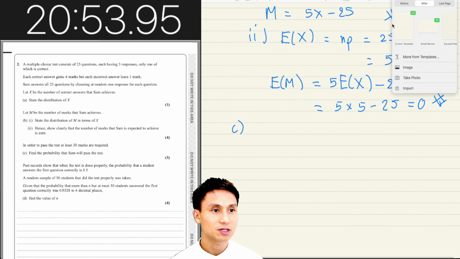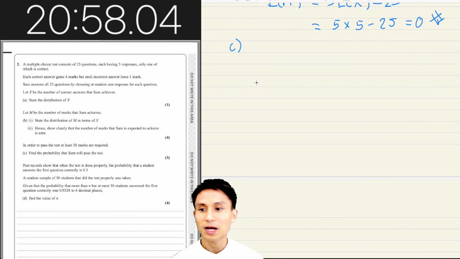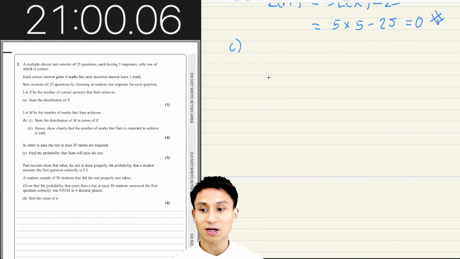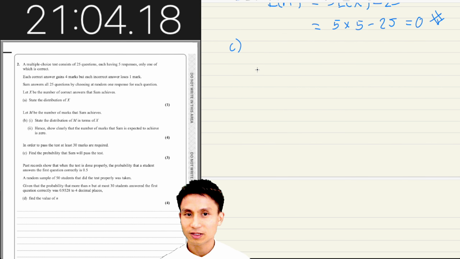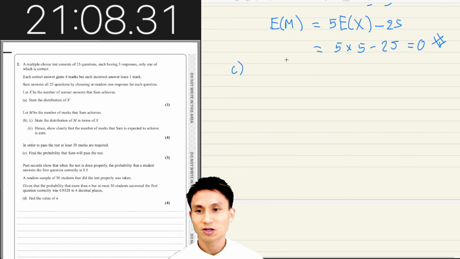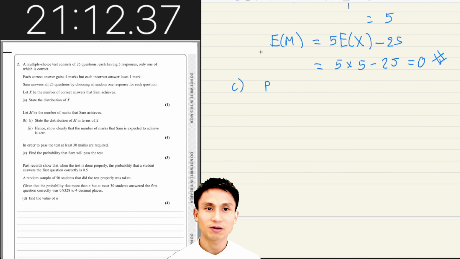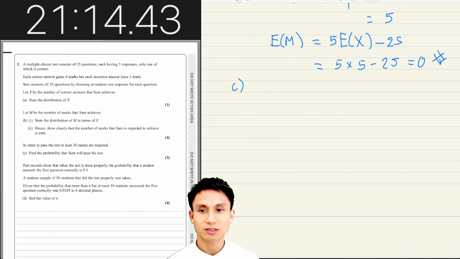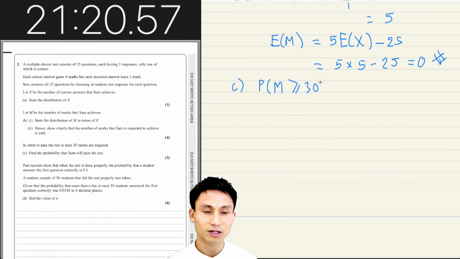Just going to add a page here, just in case. In order to pass the test, at least 30 marks are required. Find the probability that Sam will pass the test. So we need him to get at least 30 marks, so we want P(M at least 30).